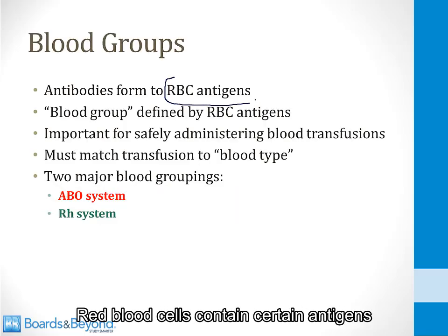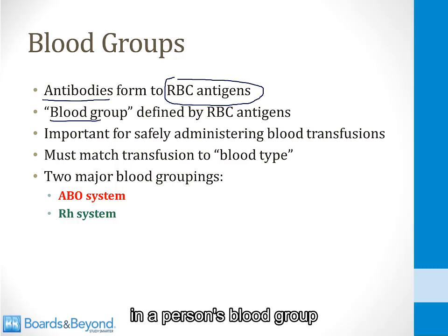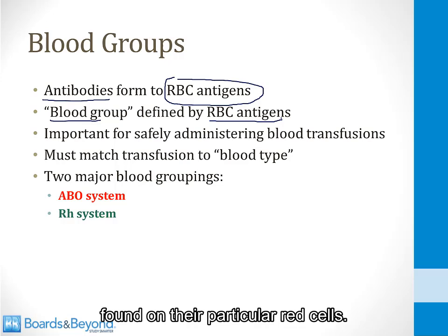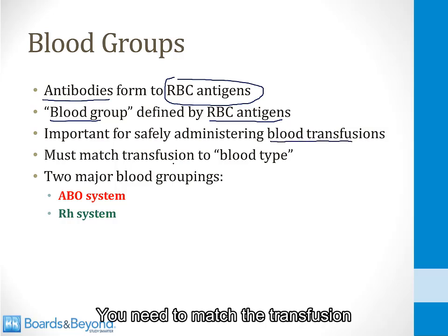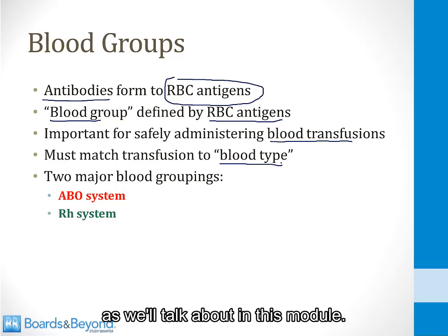Red blood cells contain certain antigens which can drive the formation of antibodies, and a person's blood group is defined by the red blood cell antigens found on their particular red cells. It's very important to know a person's blood group in order to safely administer blood transfusions. You need to match the transfusion to the patient's blood type. If you administer the wrong blood type, dangerous consequences can occur, as we'll talk about in this module.